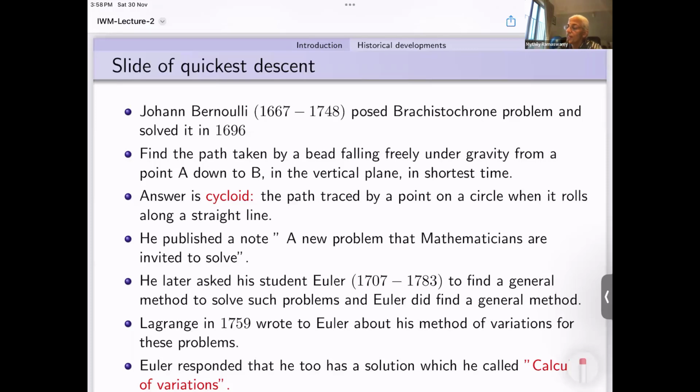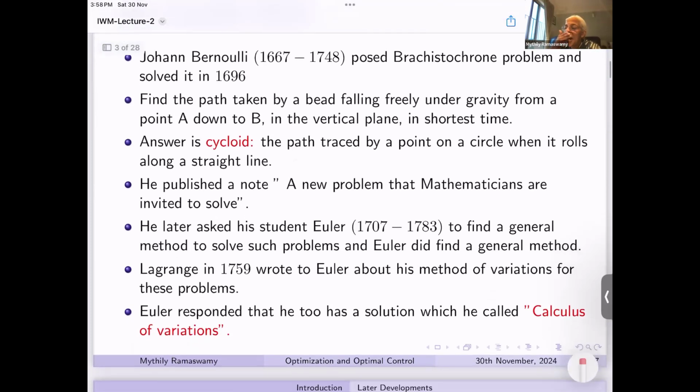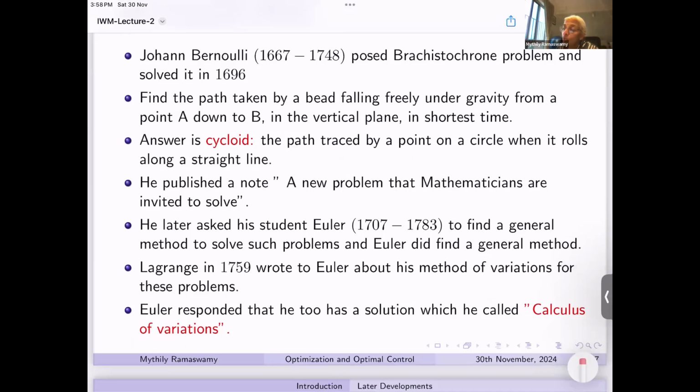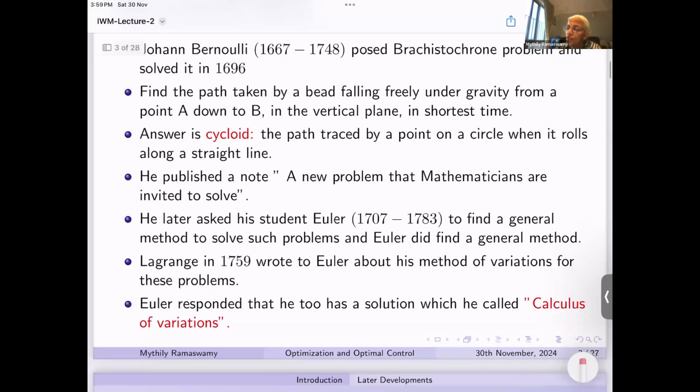And that is what he called calculus of variations. And meanwhile, Lagrange also found this. In 1959, he wrote to Euler about his method of variations for these problems. So Euler responded that he too has a solution, which he called calculus of variations. Both of them more or less came to the same conclusion. So the first order necessary conditions are now known as Euler-Lagrange equations. So that then came about calculus of variations.